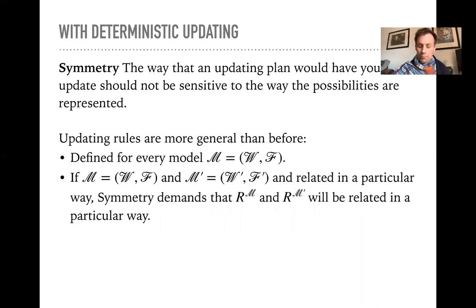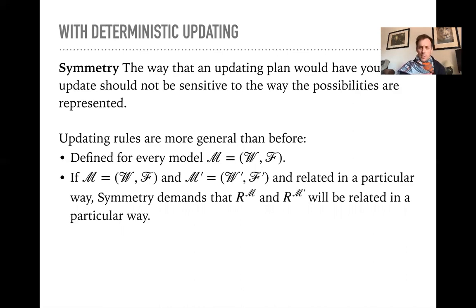It's symmetry. And when it's stated informally, it looks really, really plausible and perhaps clear. But then, as we're going to see, it takes a little bit of work to state it properly. So the way to state it informally is the way that an updating plan would have you update should not be sensitive to the way that the possibilities are represented. Now, possibilities here are the possible worlds. They're kind of the things that specify the truth values of the propositions that you're interested in.